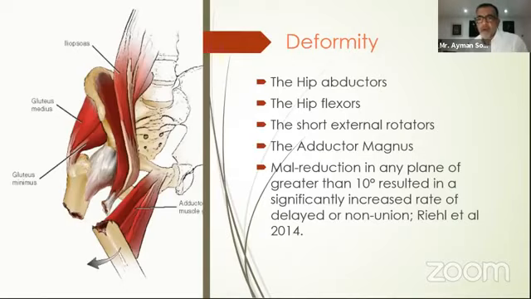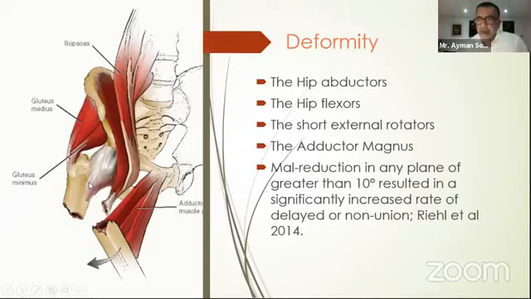So let's start talking a little bit, because we've been talking about anatomy and biomechanics. Let's talk about deformity. What happens when we have a fracture in that anatomical location? The deformity is dictated by the hip abductors, hip flexors, and short external rotators. So the distal fragment is pulled medially, being adducted. The proximal fragment is abducted by the abductors, flexed by the iliopsoas, and externally rotated.